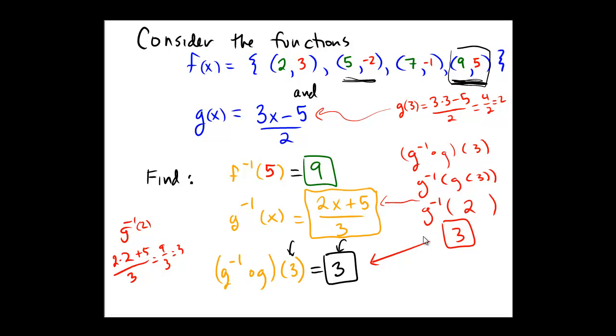But no shock, because if you understand what the inverse function means, g inverse of g would already be 3 just because it undoes what the original function set out to do.